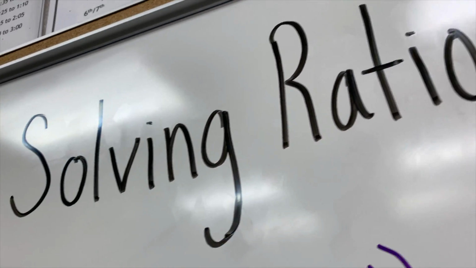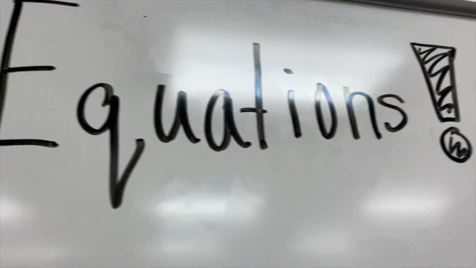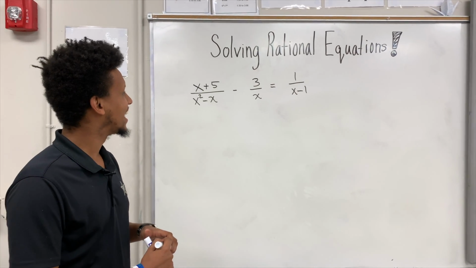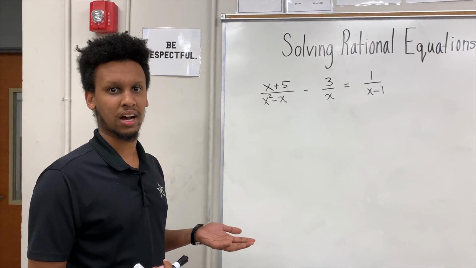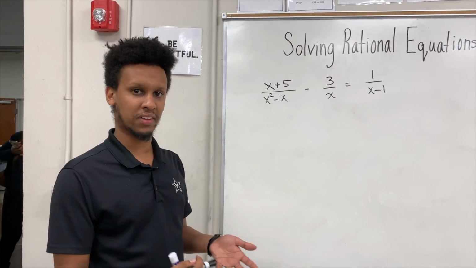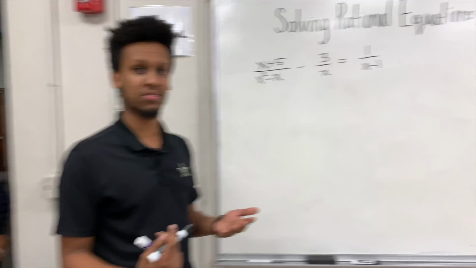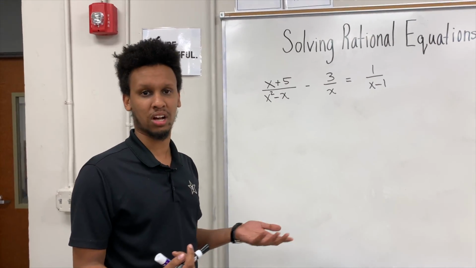Today we're going to be solving rational equations, and we're going to have a good time. So the first thing that you do when you solve a rational equation is you look at your denominator. Our goal is to make all the denominators the same. If you make them all the same, it'll be a really easy way to solve your problem.